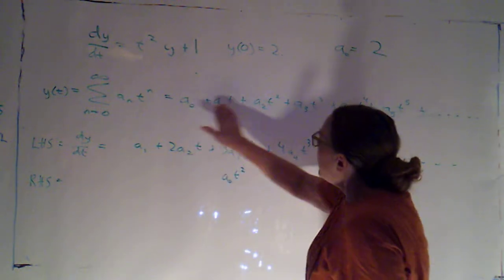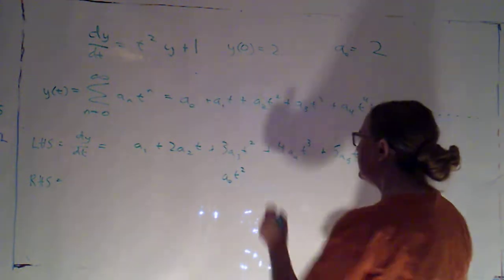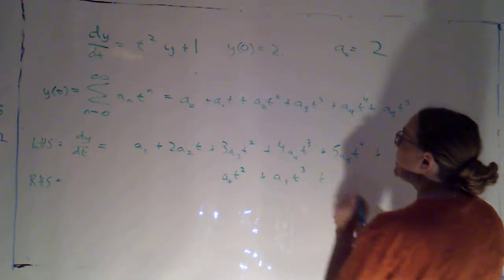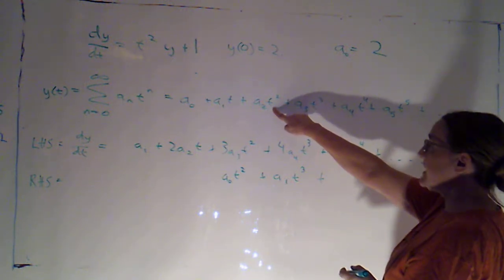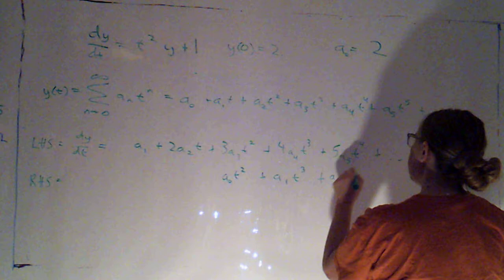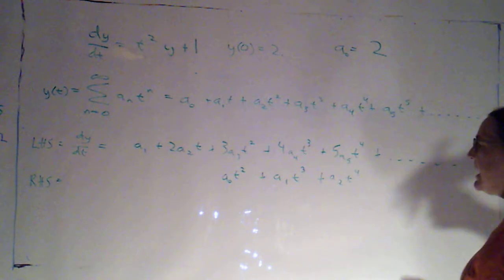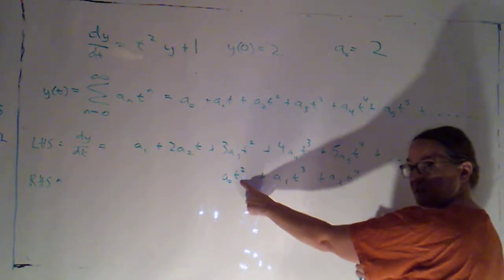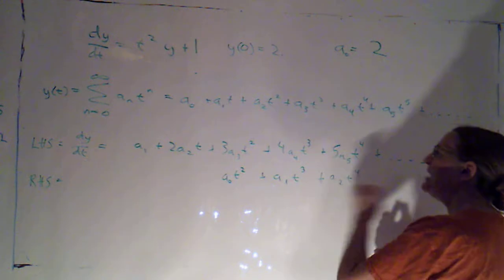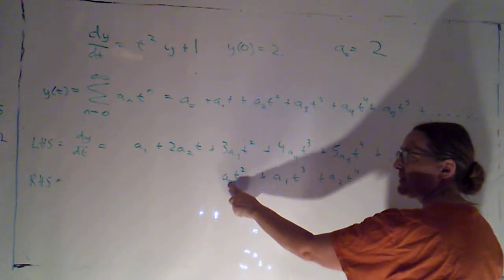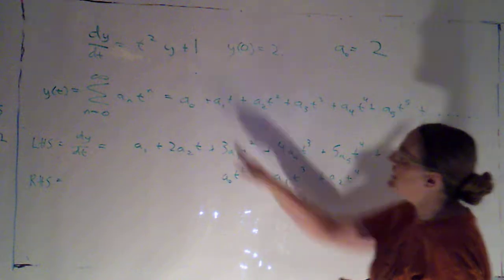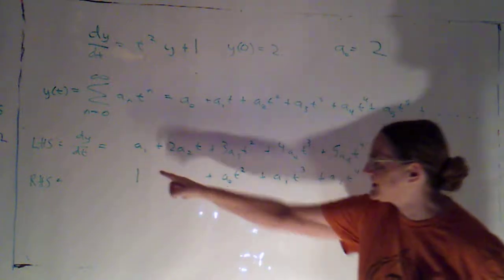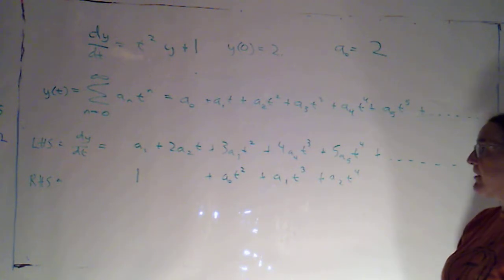Okay. T squared times a1t is going to give me a1 times t cubed. Plus, now I multiply t squared by the next term, that's going to give me a2 t to the fourth. Okay. And so for the t squared y, I can see whatever power of t I'm getting, which are the powers that start at 2 and go higher, the coefficient is just a with a subscript that's 2 less than the power. Okay. Then I had plus 1. So that's going to be my constant term there.